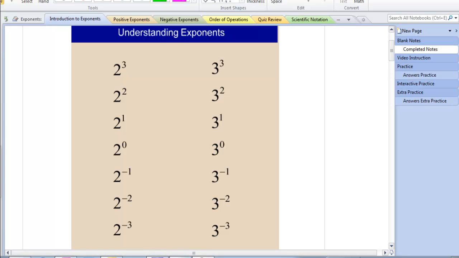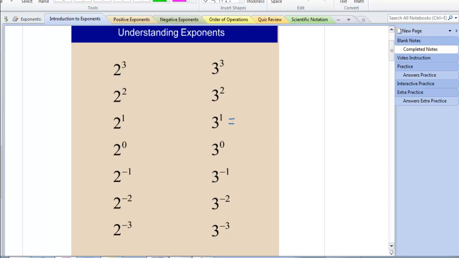Today we are learning about exponents. The first thing we need to make sure we understand when it comes to exponents is what they actually mean. So I'm going to take you through working with two different bases, the base of 2 and the base of 3, to help you understand what happens with exponents. So let's start with the number 3.